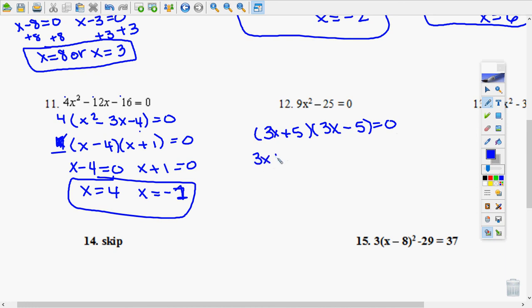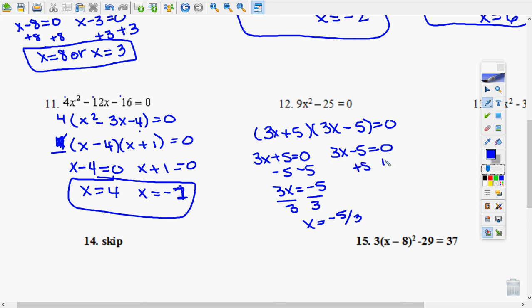Break them up and set them equal to 0. Solve both of them, so I'm going to minus 5, divide by 3, add 5, divide by 3. So x is going to equal positive 5/3. So you could have put plus or minus 5/3 if you wanted to.